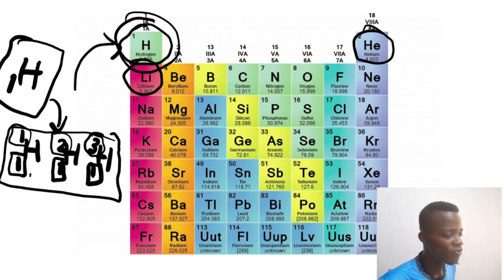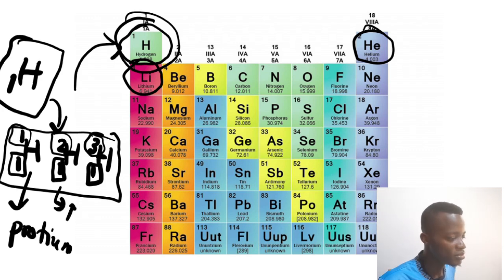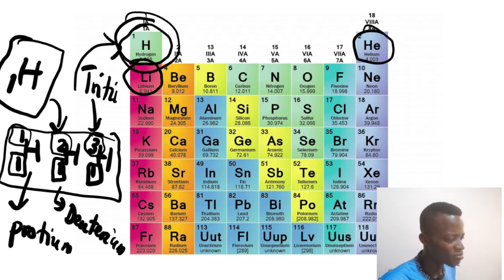So now there are common names for these. This is protium. We call it protium. This is the hydrogen with the mass number 2. We call it deuterium, right? And then this tritium, however a teacher calls it for you. That's it. So you have this for hydrogen.